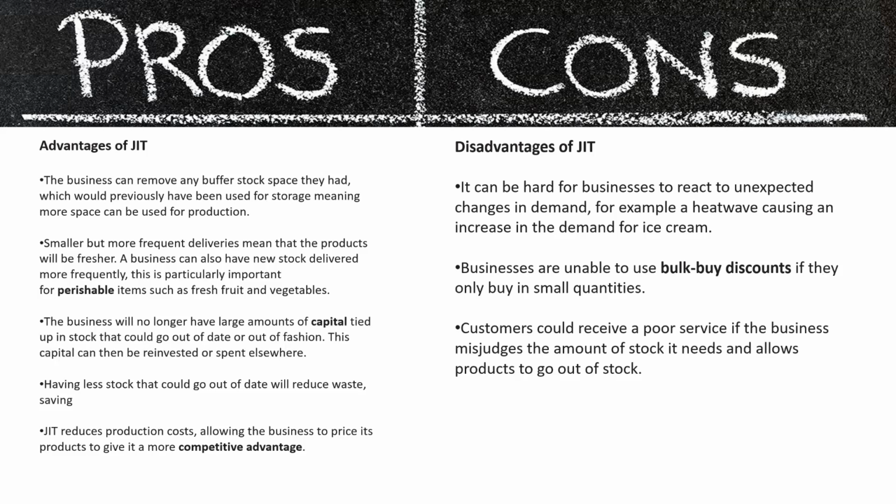Now let's go over a couple of the disadvantages of just-in-time stock control. So number one, it can be hard for businesses to react to unexpected changes in demand, for example, a heat wave causing an increase in the demand for ice cream. Businesses are unable to use bulk buy discounts if they only buy in small quantities, so it's kind of taking away your ability to get economies of scale in this aspect. And customers could receive a poor service if the business misjudges the amount of stock it needs and allows products to go out of stock.